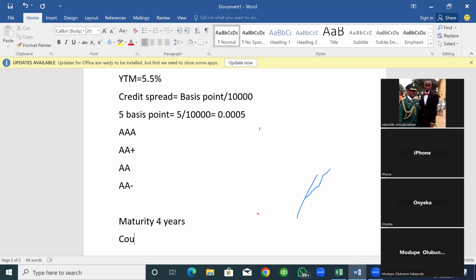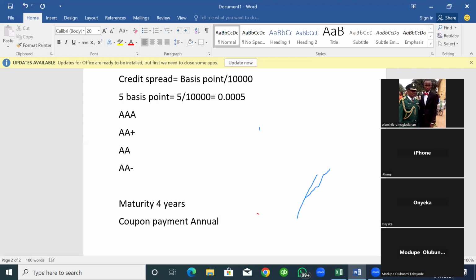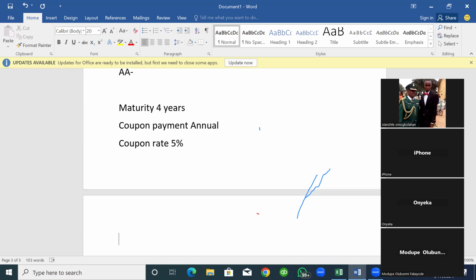Coupon payment is annual. Coupon rate is 5%. Redemption is at par. Did you all get that? Yes.